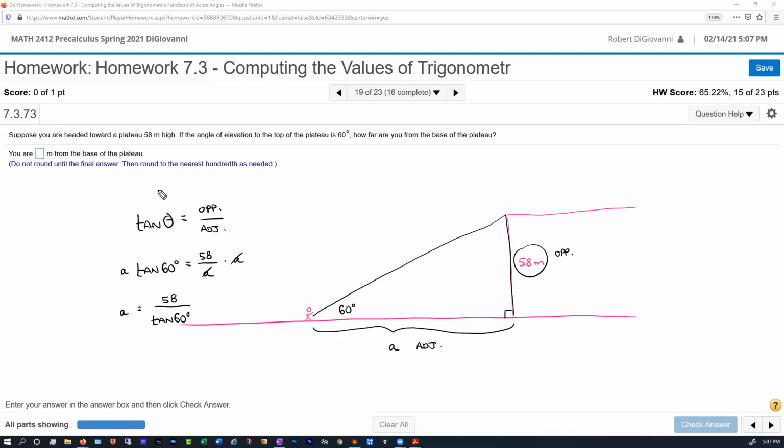So I'll do this on my calculator because they want us to round to the nearest hundredth. So on my calculator, I'm going to do 58 divided by, and make sure I'm in degree mode, which I am. I'm going to do tangent of 60 on my calculator, tangent of 60.